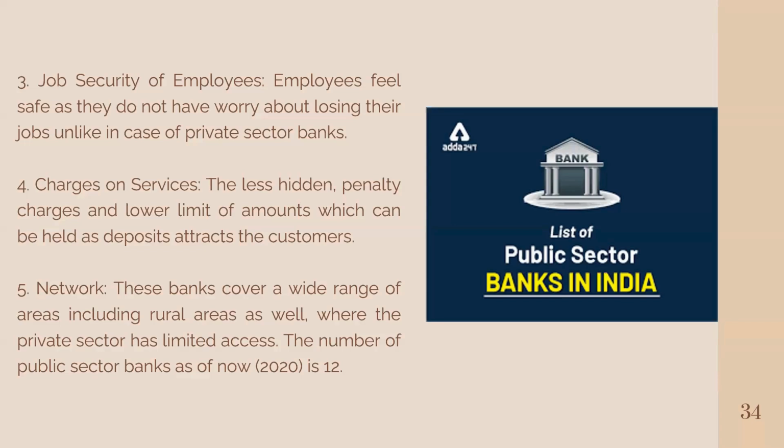Fifth is network. Public sector banks have a large branch network that includes both urban and rural areas, while private banks tend to focus on profitable urban markets. Public sector banks serve even remote locations. As of 2020, the number of public sector banks has been consolidated to 12 major banks, which together provide comprehensive coverage across the country.